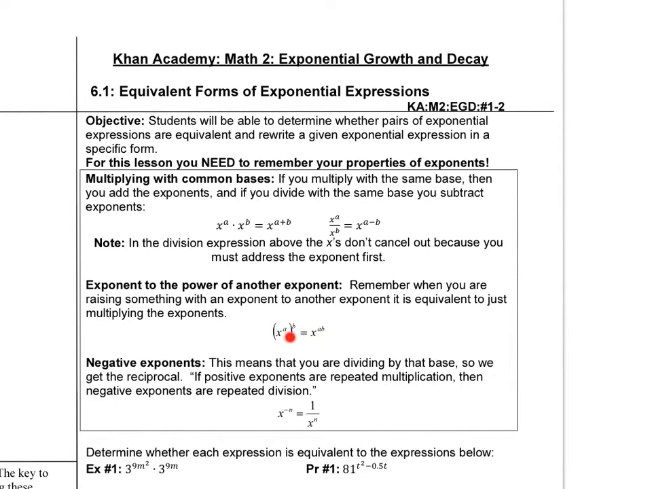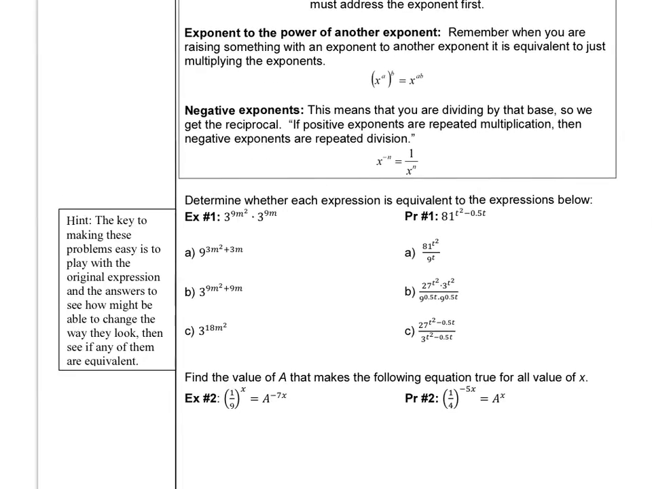So you got to be able to go back and forth between these two forms. And then also remember the negative exponent gives us the reciprocal, or it divides. So you got some explanations here. Read over these. You need to be familiar with all these rules in order to do these skills.